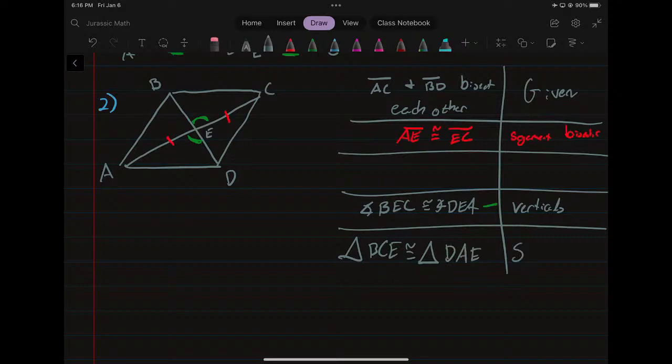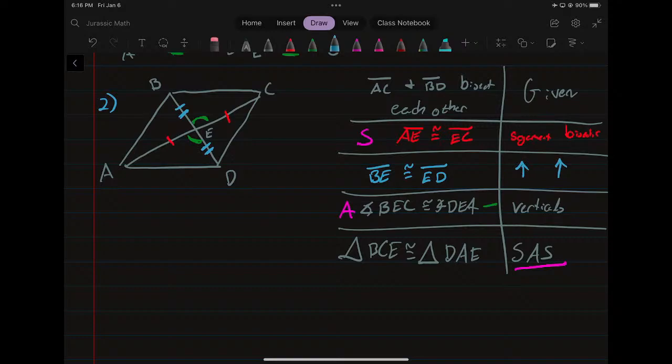by side angle side. Well, if I look at this, right, side angle side, here's my angle, here's my side. That means I'm missing a side. Well, I want ED to be congruent to BE. So I'm going to say BE is congruent to ED, and the same reason as above, segment bisector.